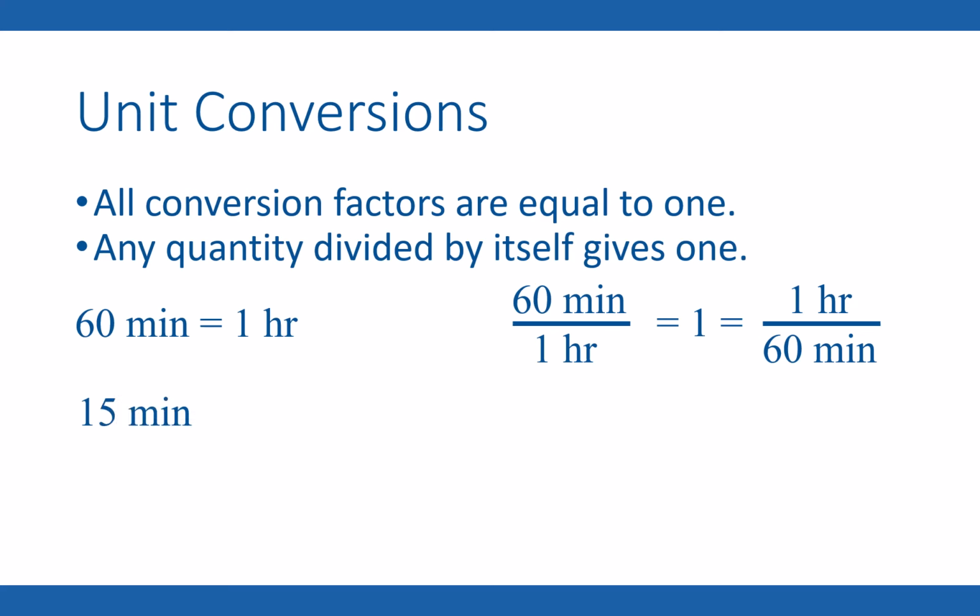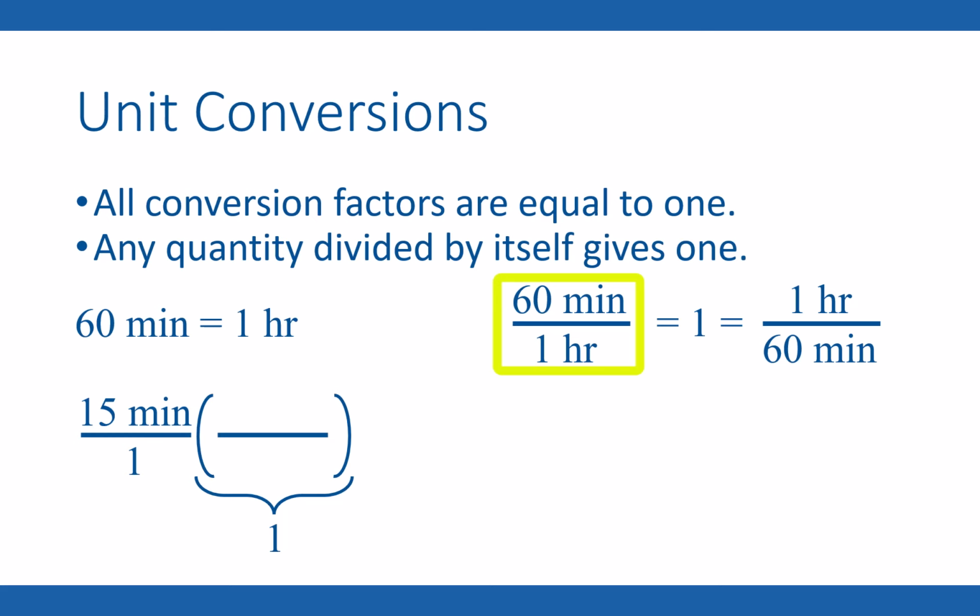Suppose we want to write 15 minutes as a number of hours. We can think of the 15 minutes as being divided by 1 because division by 1 does not change the value. That lets us write the 15 minutes as a fraction. Next, we want to multiply by 1. We have two ways of writing 1: 60 minutes over 1 hour, or 1 hour over 60 minutes. To select the correct one, we think about what we are trying to do. We want to cancel out the minutes and end up with hours.